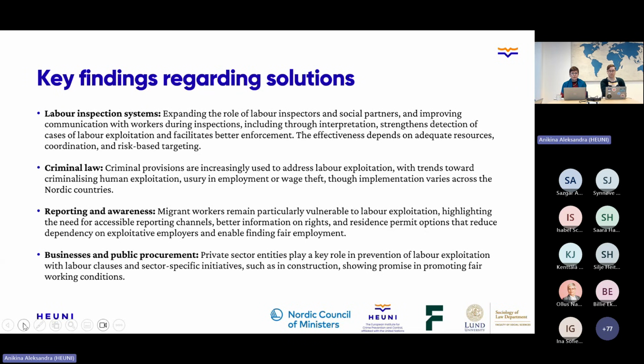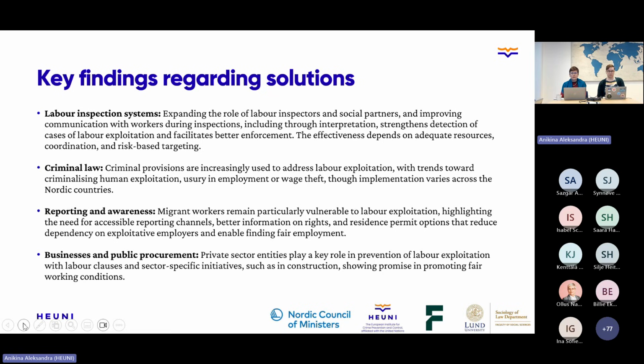If we then look at solutions, we're talking about labor inspection systems as one solution. We're suggesting to expand the role of labor inspectors and also social partners as one key solution. And we would in this respect especially want to highlight the Icelandic hybrid model, where the cooperation between the labor inspectorate, that is the authorities, and the social partners has been formalized by law. So there is a strengthened cooperation in terms of inspecting the terms of employment.